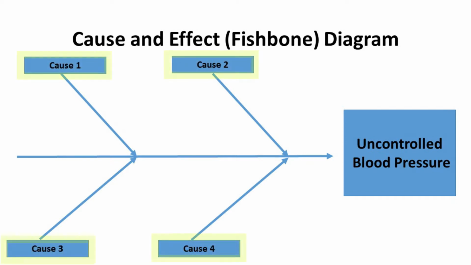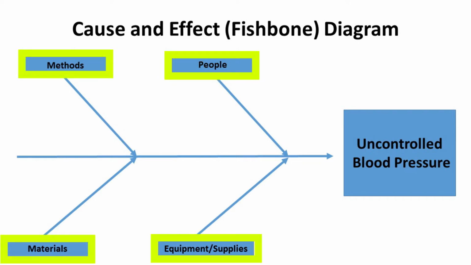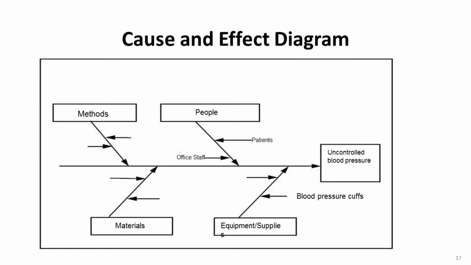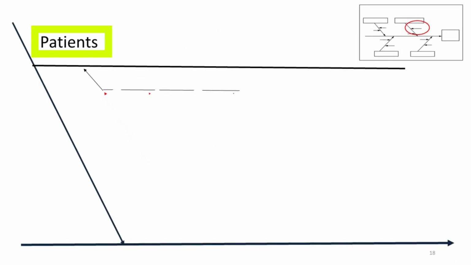Next, agree on the big bones or major causes of the opportunity. For this series example, the big bones will be labeled as methods, people, materials, equipment, and supplies. Next, the team will work on smaller bones or causes related to the big bone categories. The examples on the next slide will demonstrate how to identify causes in the big bone categories and drill down as much as possible.